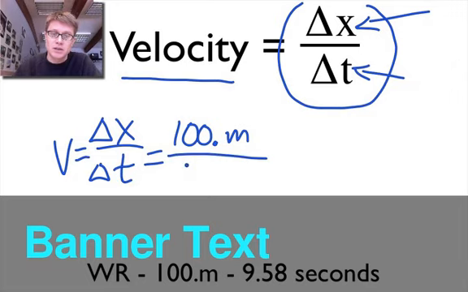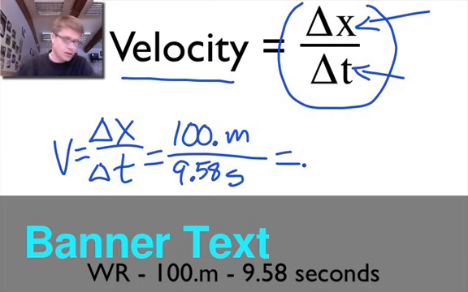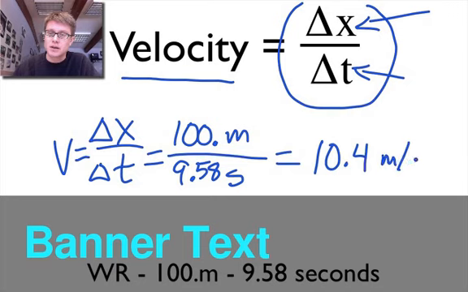Well, the change in time is 9.58 seconds. Okay, so how do we do this? We're going to divide 100 meters by 9.58 seconds. I did that just a second ago, and I got 10.4. And the units then are going to be in meters per second. And so the average velocity of Usain Bolt during his whole run is 10.4 meters per second.